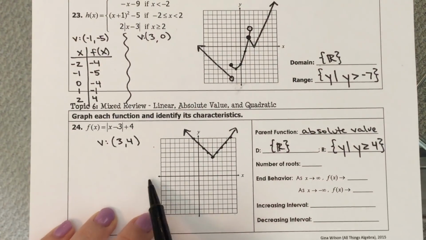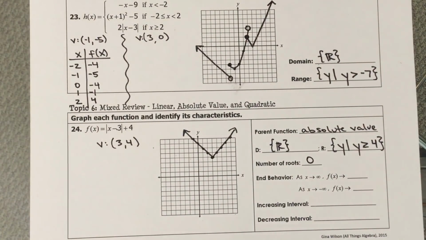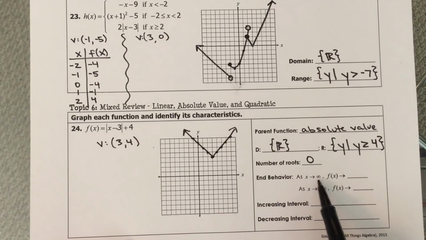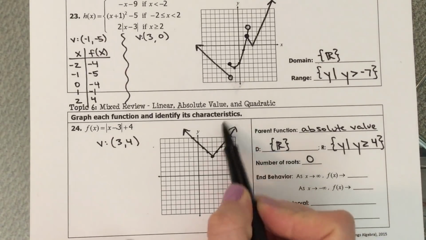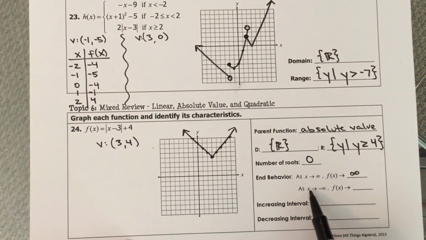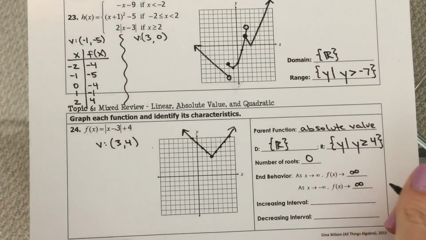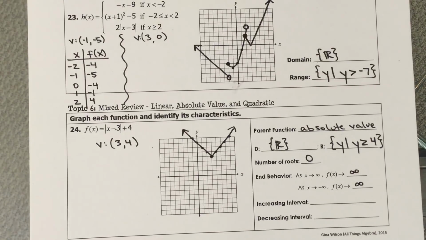All right, number of roots would be x-intercepts, and there aren't any. It doesn't cross through that x-intercept at all. As x approaches infinity, so that means as your graph moves to the right, your arrow goes up. So this would be infinity. This one means as the graph goes to the left, again, the arrow goes up. And then increasing and decreasing.